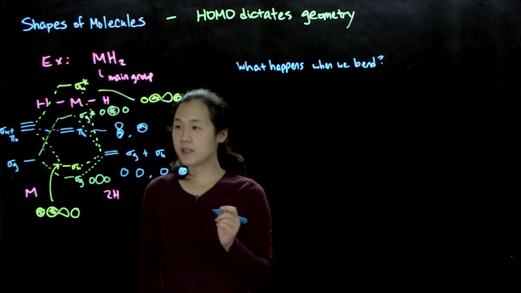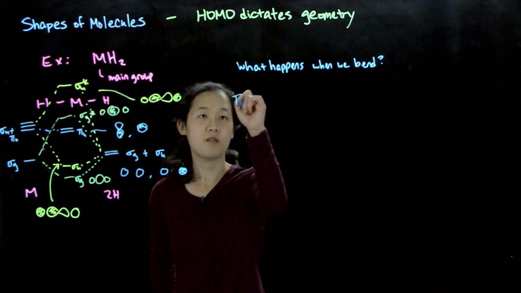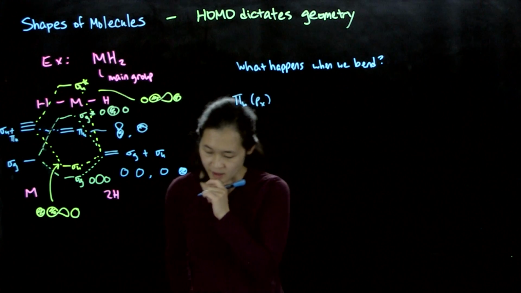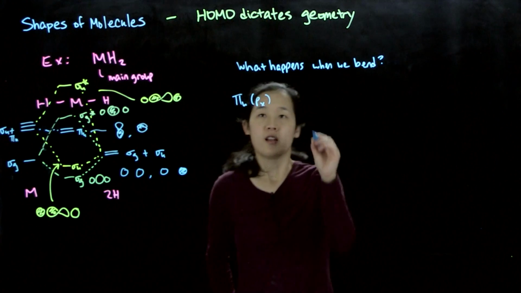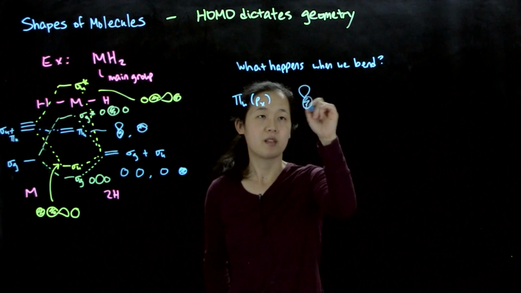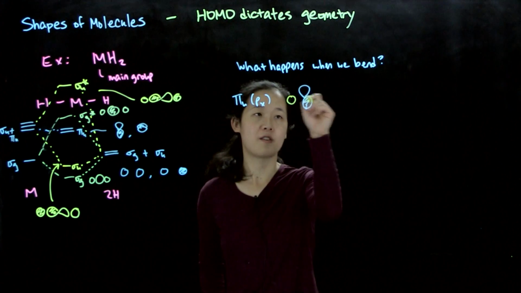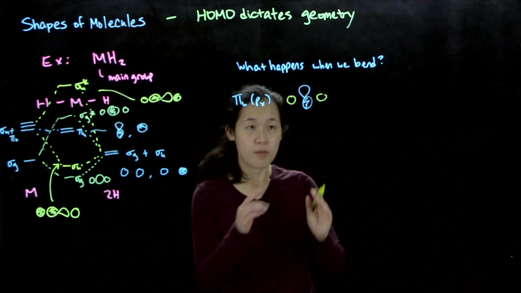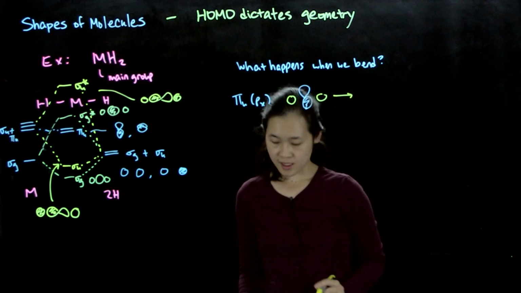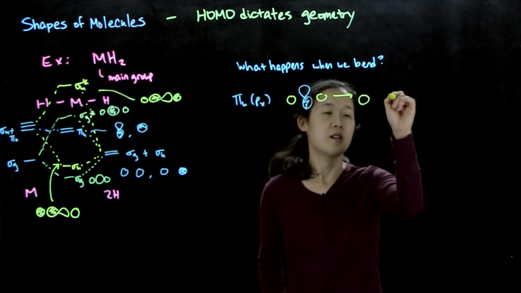So let's first consider, I guess, this pi u example. So this pi u, which we'll call px, currently looks like this, right? And then we have our hydrogen atoms that are in the nodal plane, so there's no interaction. But if we were to now bend it down, upon our bending, this moves down.